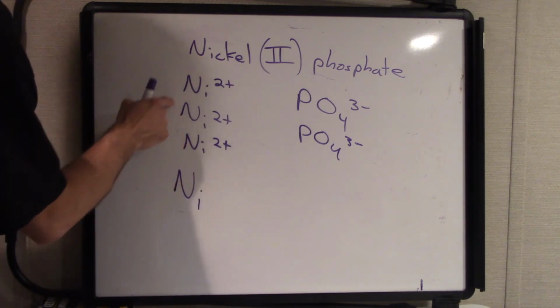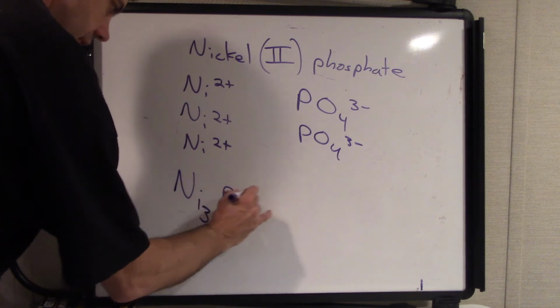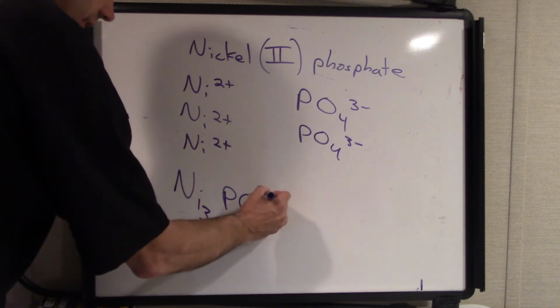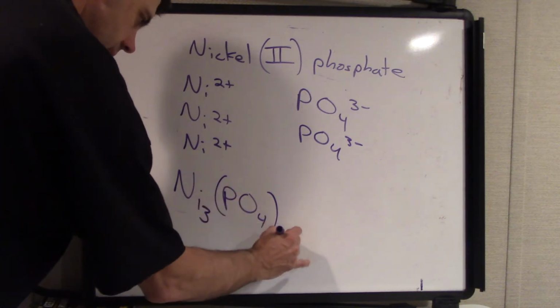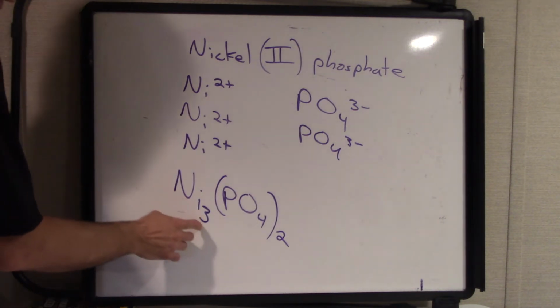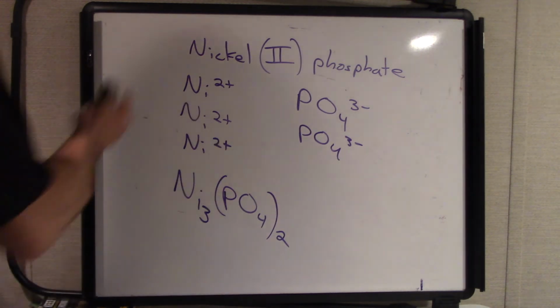I have 1, 2, 3 nickels. And for my phosphates, I have 1, 2 phosphates, so I need to use parentheses and put that subscript outside of the parentheses. So I get my final formula, Ni3(PO4)2. So a little bit more practice in doing these.